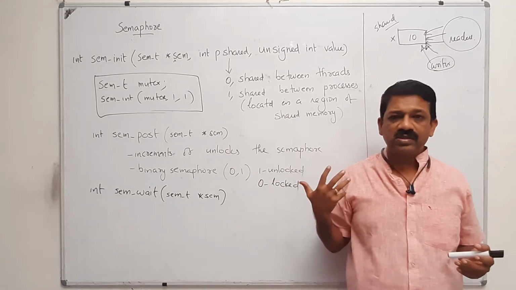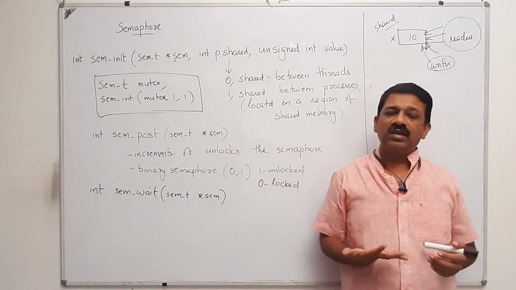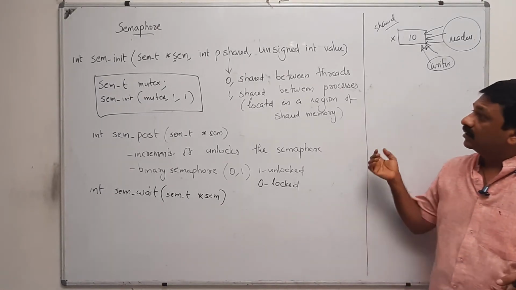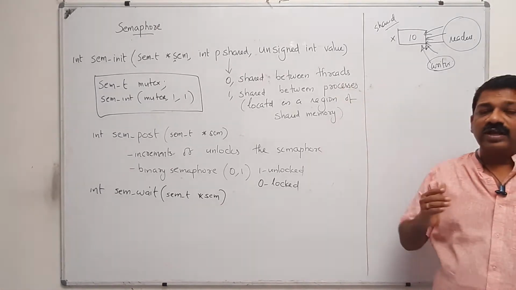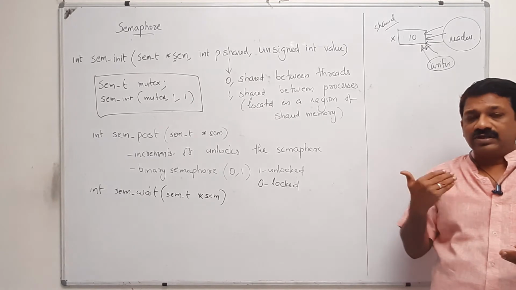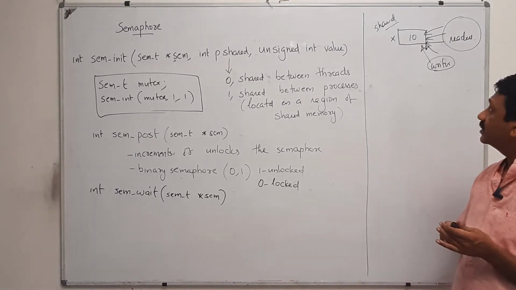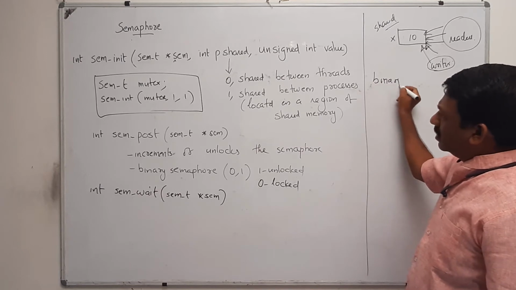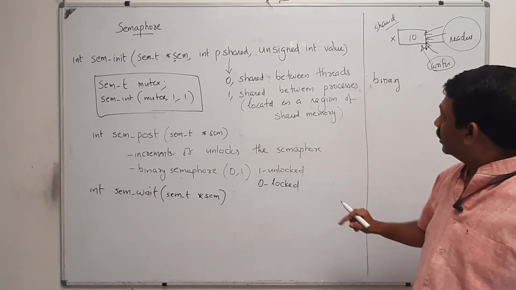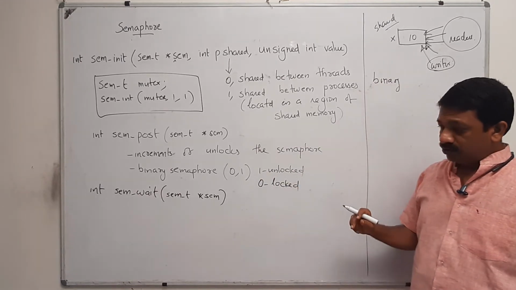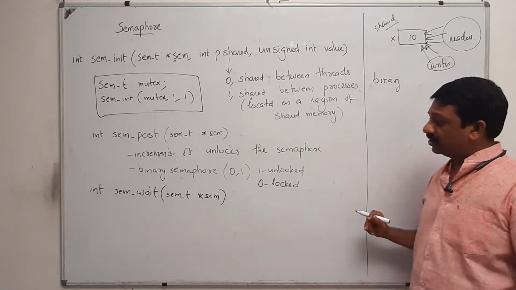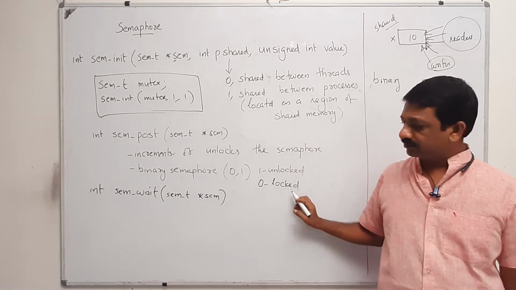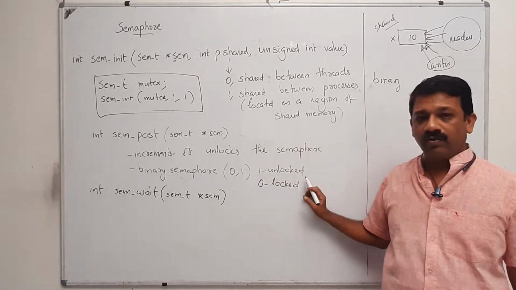Then how will you use a semaphore variable? Usually we are using a binary semaphore. That means it is taking only two values, 0 and 1. A binary semaphore has only two values, 0 and 1. 0 means it is locked and 1 means it is unlocked.